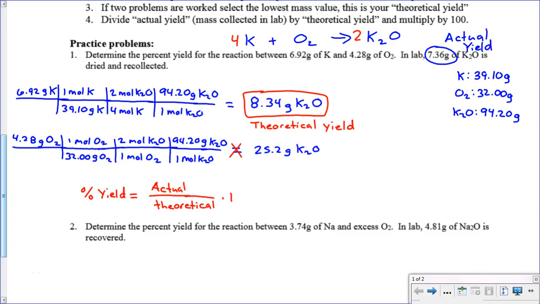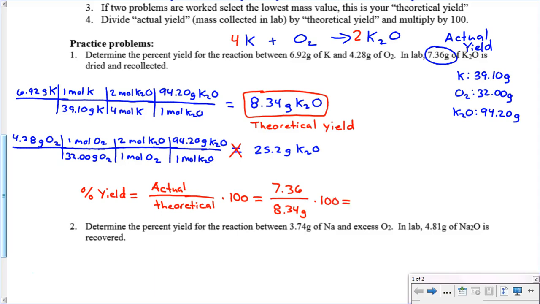Times 100. And remember back at the beginning of this problem, we were given 7.36 grams of K2O. That's how much we actually produced. So that's our actual yield, 7.36 grams, divided by our theoretical yield, 8.34 grams, times 100.